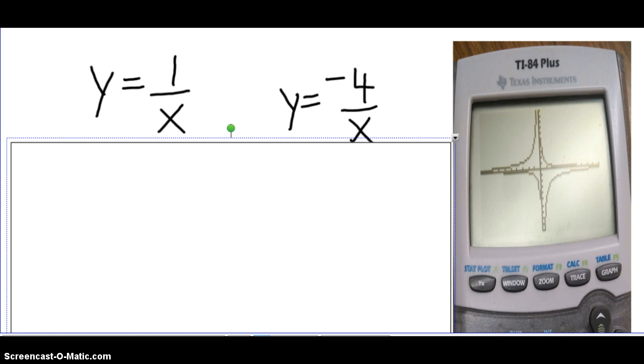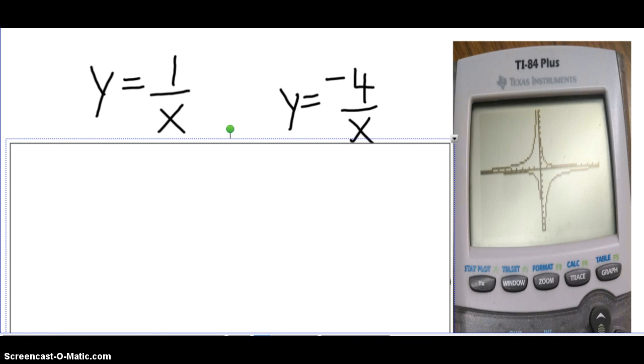Over here on your graph, it'll turn out something like this. Once you have your equations graphed, now you compare them. The first thing you do is compare whether they're closer or far away to the origin, which y equals 1 over x is closer to the origin than y equals negative 4 over x.